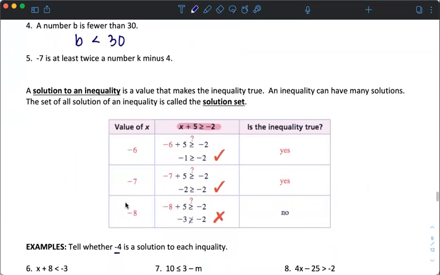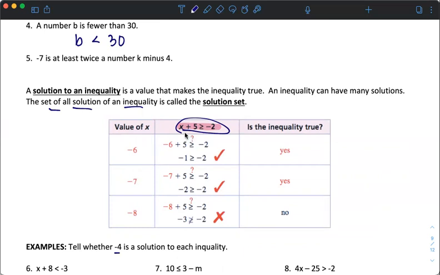Next. Oh, excuse me. A solution to an inequality is a value that makes the inequality true. So we can have lots of different solutions for an inequality. And the set of all the solutions of an inequality is called a solution set. So for this example, this is our inequality: x plus 5 is greater than or equal to negative 2. And we can test different values to see if these values make the inequality true.